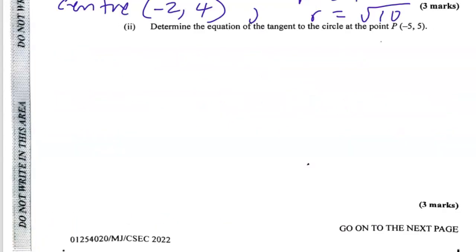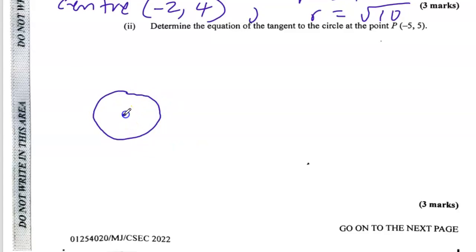Next, we're asked to determine the equation of the tangent of the circle at the point (-5, 5). Let's do a little sketch here, because they always say a picture is worth 1,000 words. Sometimes a picture is worth more. So a little sketch of the circle here, and the tangent line there will be at right angles, perpendicular to the radius.